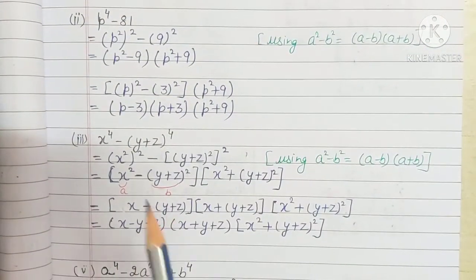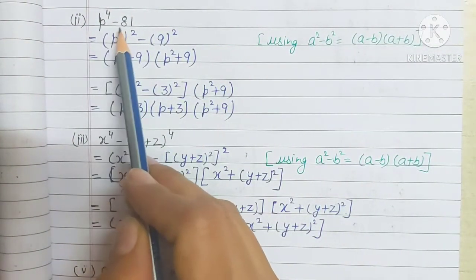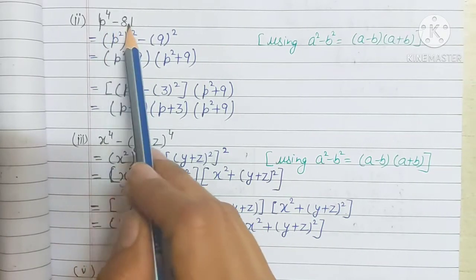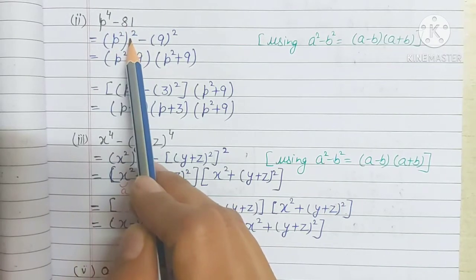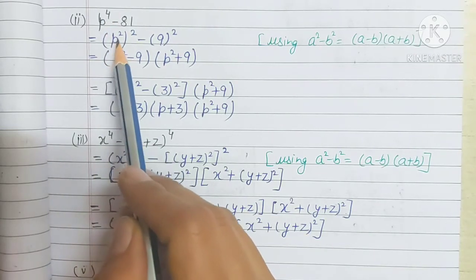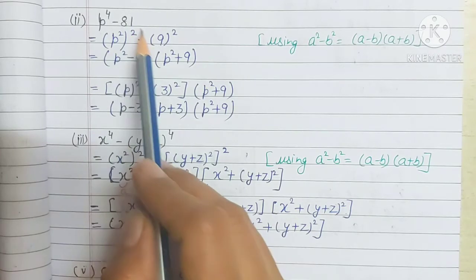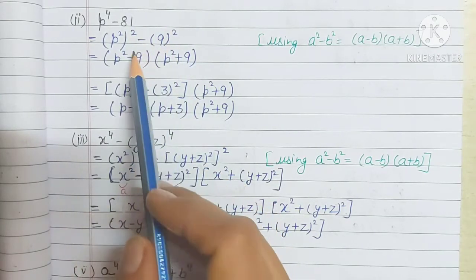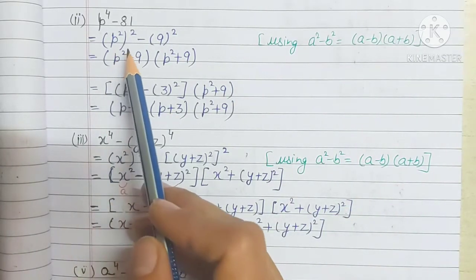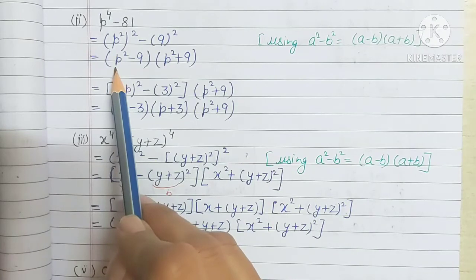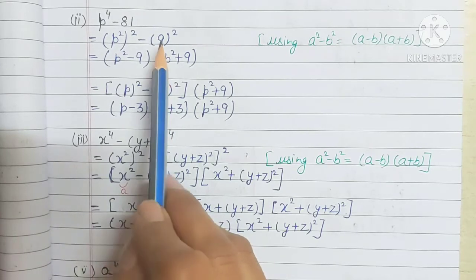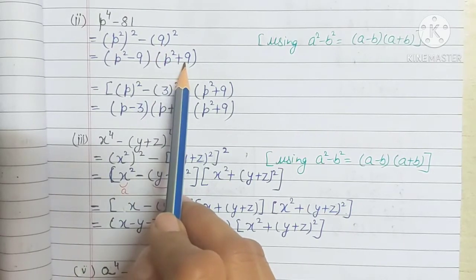Second part, p raised power 4 minus 81. So if I want to apply the identity here, then both the terms should be in the perfect square form. So what will I write? I'll write p power 4 as (p square) power 2 and 81 I will write as 9 square. So here I will apply the identity a square minus b square again. So it will be first term, that is p square, minus second term, that is 9, and first term, that is p square, plus second term, that is 9.